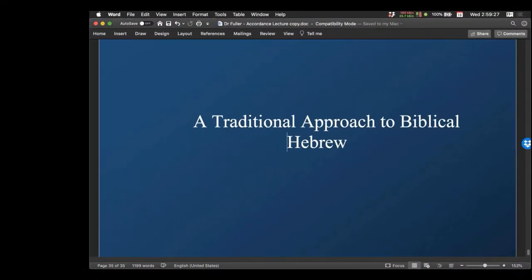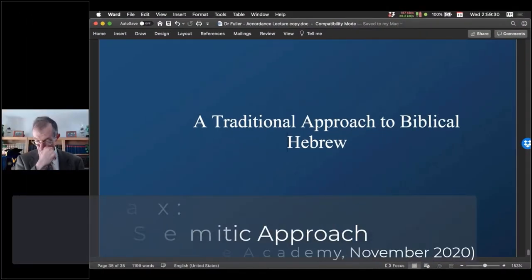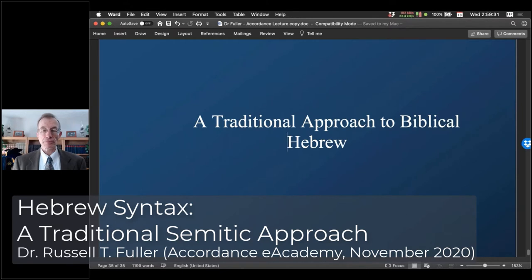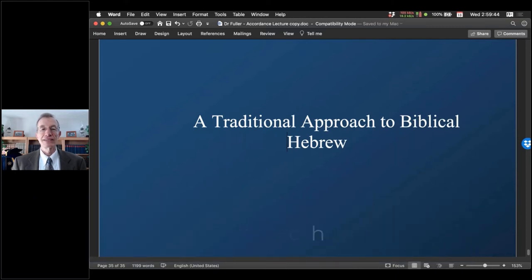A traditional Semitic approach presented by Dr. Russell Fuller. And Dr. Russell Fuller, if you're not familiar with him, you ought to be. He got his PhD from Hebrew Union University, and he's a Semiticist and a theologian specializing in biblical languages. He taught for over two decades at Southern Seminary in Louisville. He taught courses in Hebrew, Aramaic, and also Old Testament courses as well.